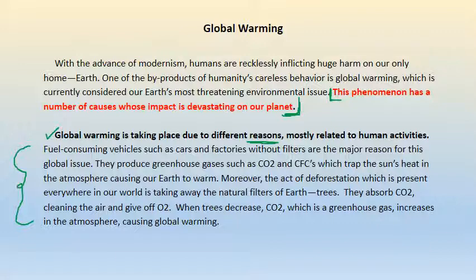The act of deforestation, meaning cutting down trees, which is present everywhere in our world, is taking away the natural filters of Earth. Trees. They absorb, now I'm explaining minor details, they absorb CO2, cleaning the air, and give off O2, which is oxygen, of course. When trees decrease, CO2, which is a greenhouse gas, increases in the atmosphere, causing global warming. So what did I present in this paragraph? The causes of global warming.